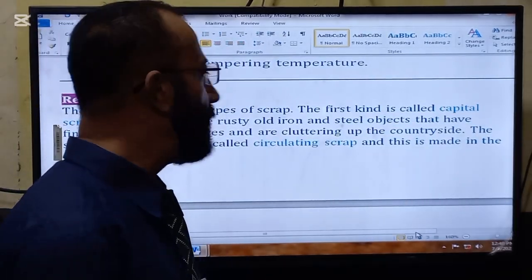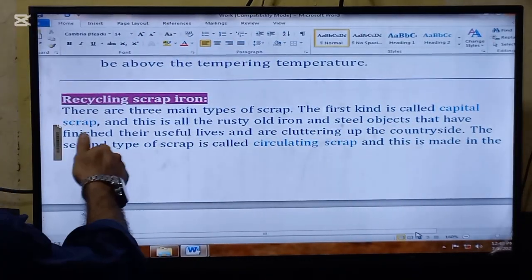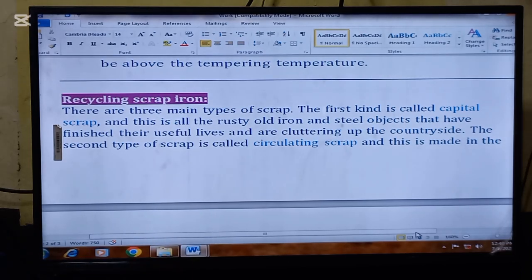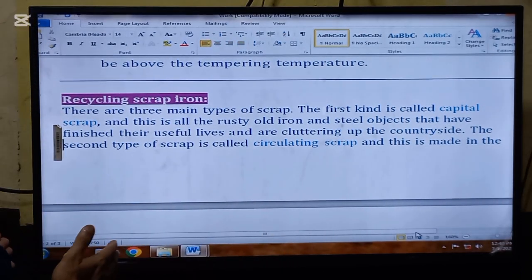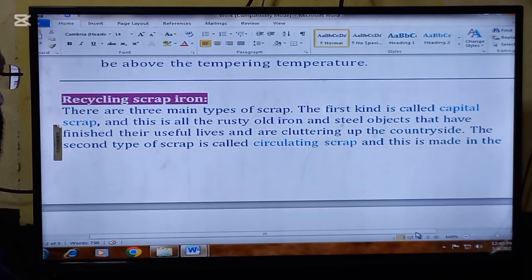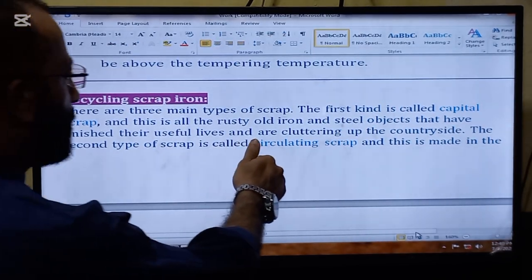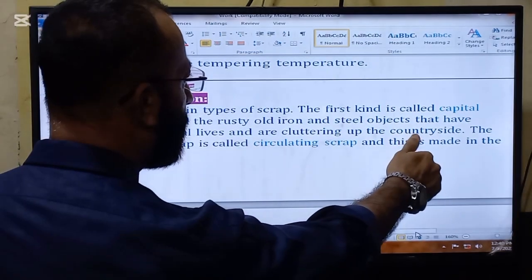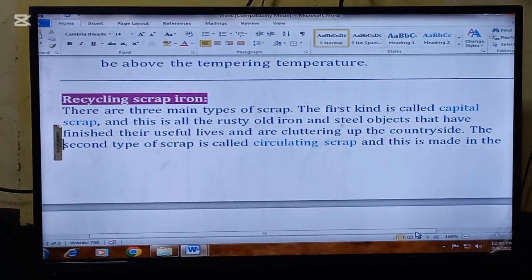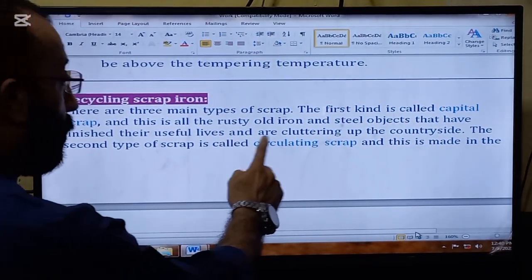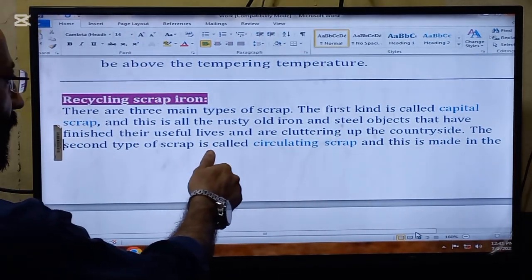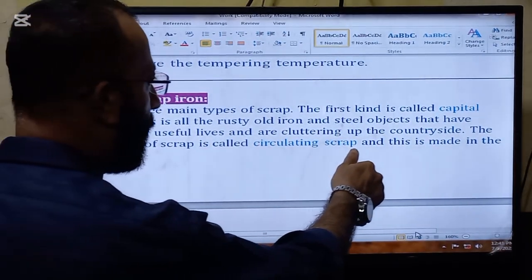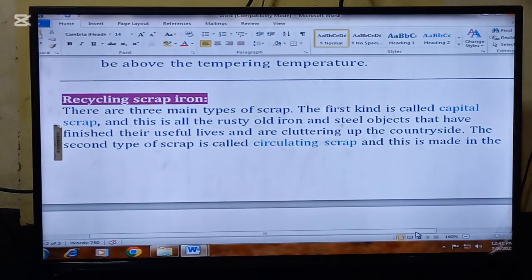The next thing that we are going to read in the lecture is recycling scrap iron. This you have read many times in your previous classes and in O levels as well. So concentrate, this is very easy. There are three main types of this scrap. The first kind is called capital scrap, and this is all the rusty old iron and steel objects that have finished their useful lives and are cluttering up the countryside.